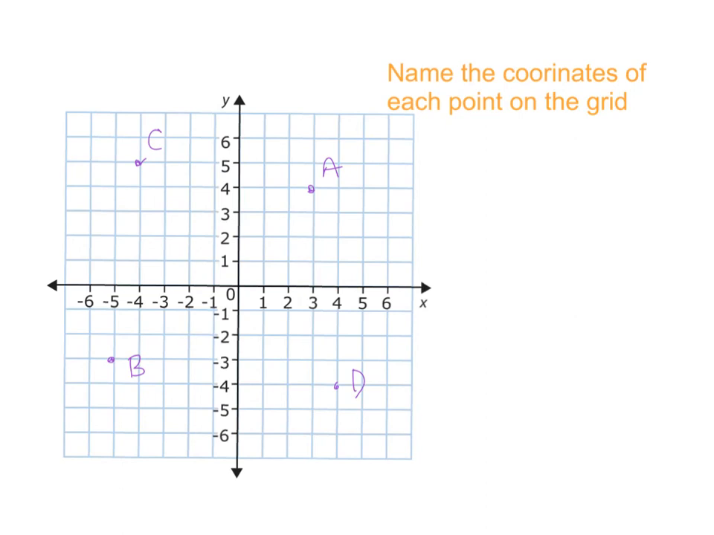Like that, and you would put the points inside. Make sure that you identify each as either a positive or negative integer. So name the coordinates of each point on the grid.